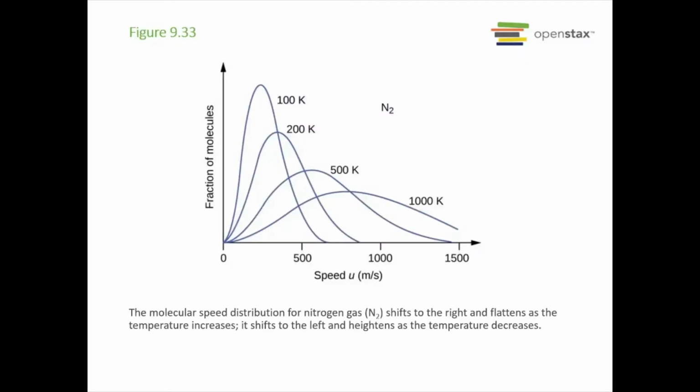So here's an example looking at the speed distribution for nitrogen gas. As we go to these higher temperatures, it's shifting to the right and it's flattening also. And then as we have these lower temperatures, we're shifting to the left and getting this higher peak as well.